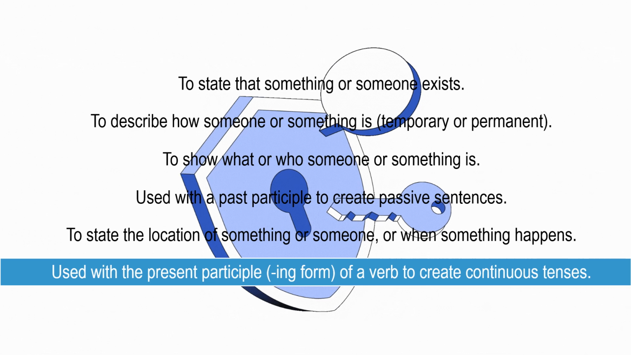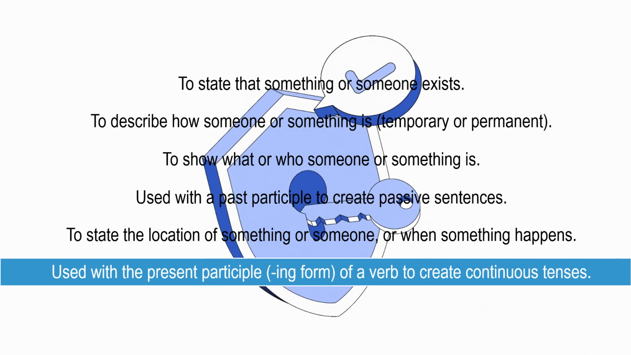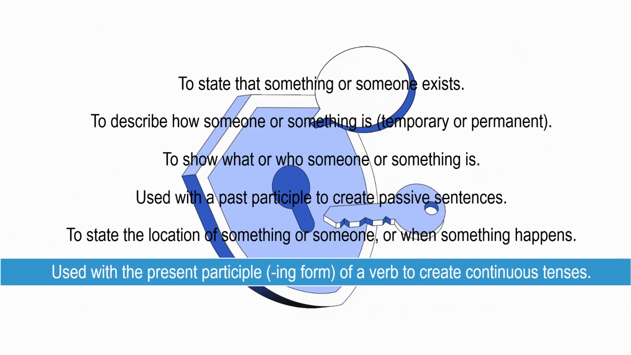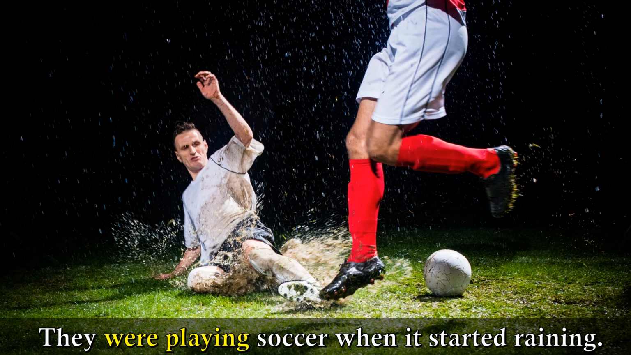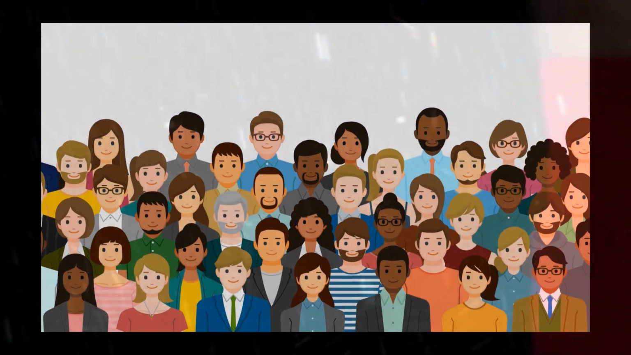Used with the present participle, -ing form, of a verb to create continuous tenses. I am studying for the test. They were playing soccer when it started raining. Be.